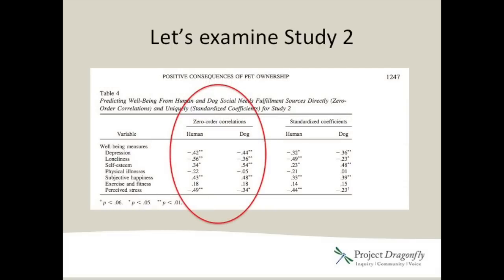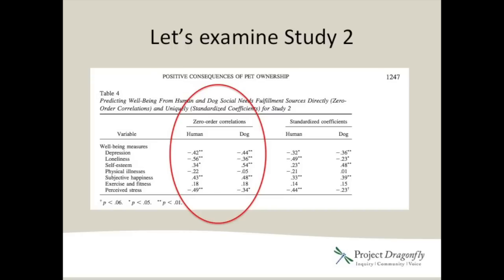So in Table 4, we're going to take a look at the correlations between human social support and dog social support and each's ability to predict well-being. So we're going to focus on the area inside the red circle. And what the correlations show us is that as both human social support and dog social support increase, the participants reported less depression, less loneliness, greater self-esteem, greater subjective happiness, and less perceived stress. Again, this is where the sign of the correlation matters. Negative means as social support goes up, you see less of the variable. Positive correlations, as social support goes up, you see more of that variable.